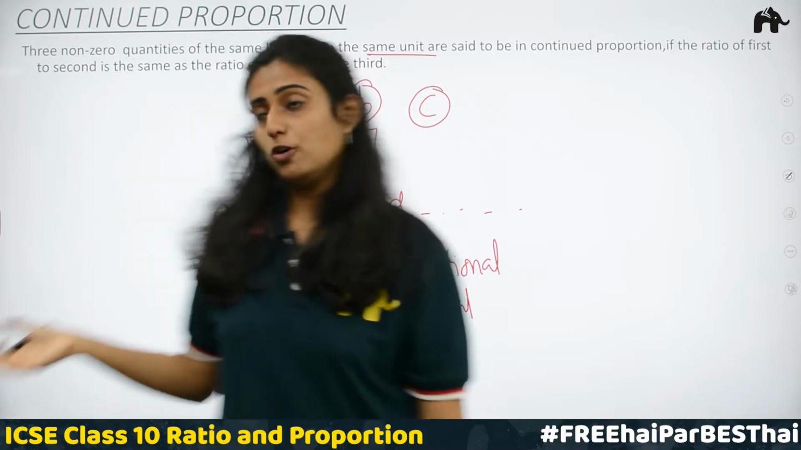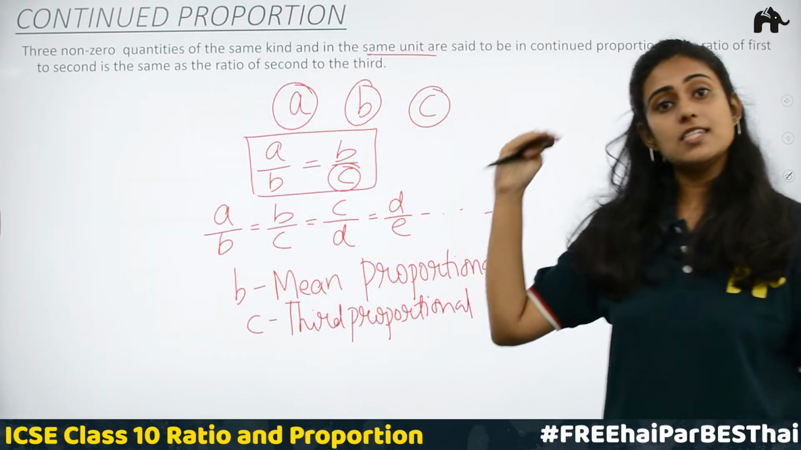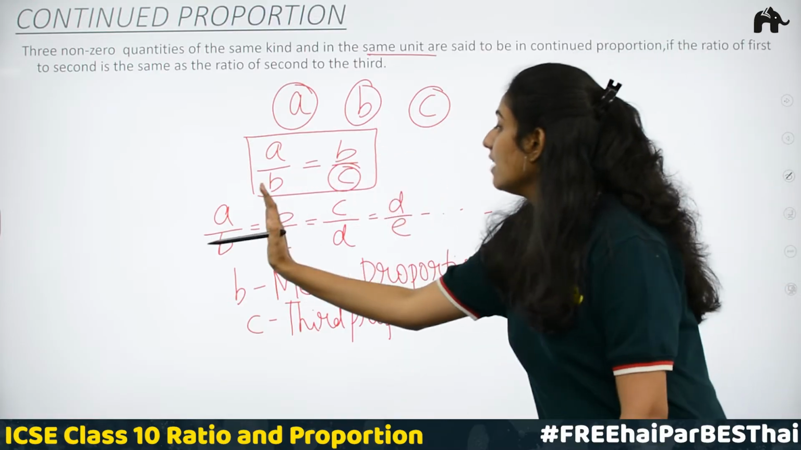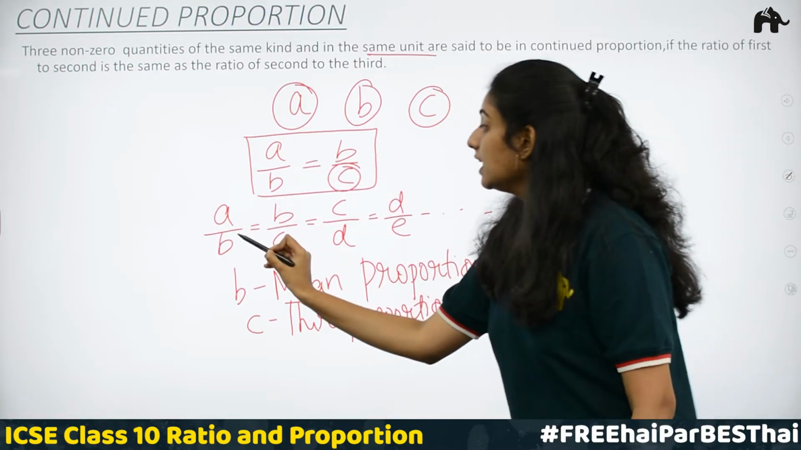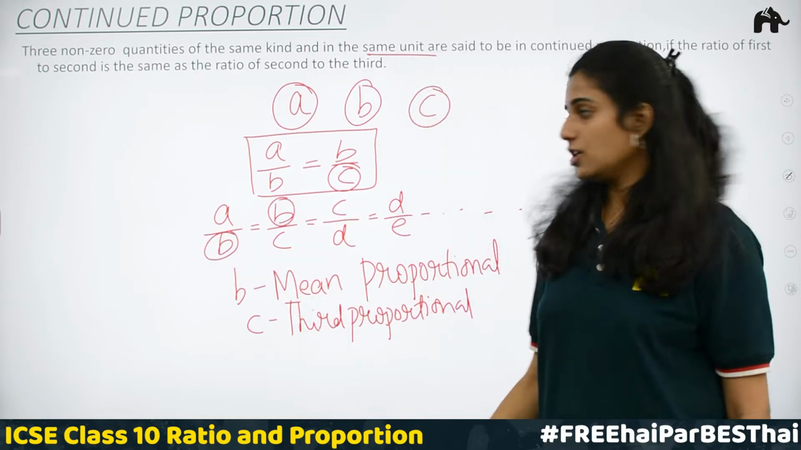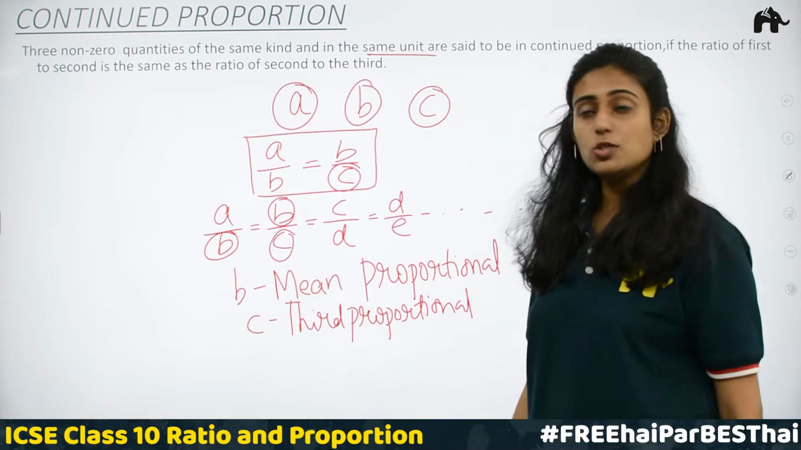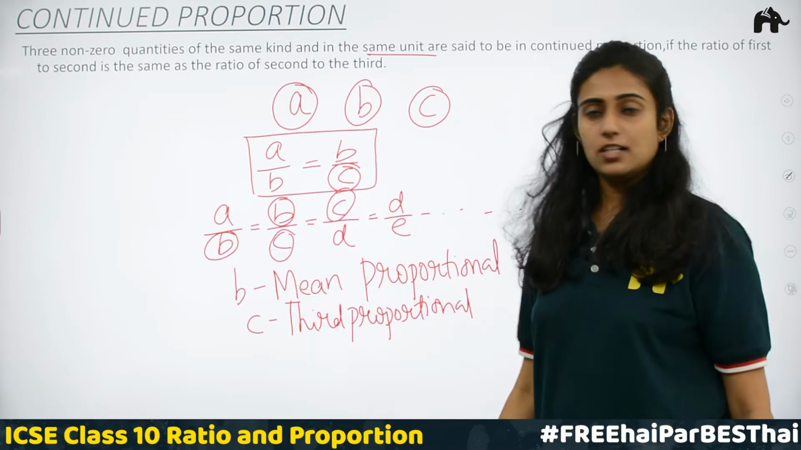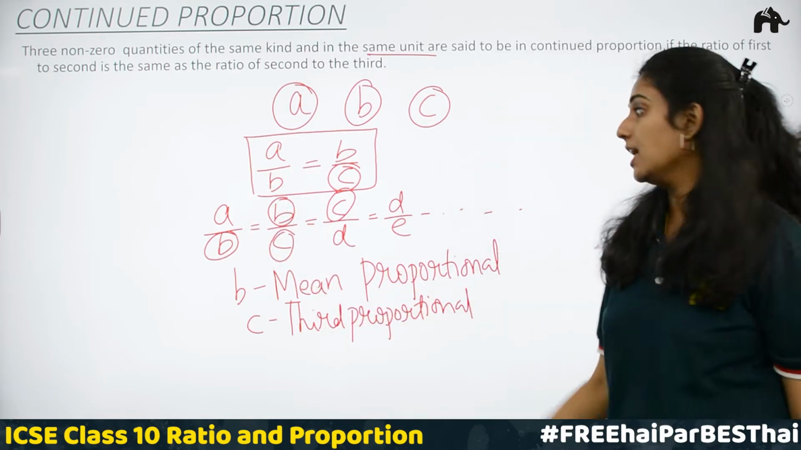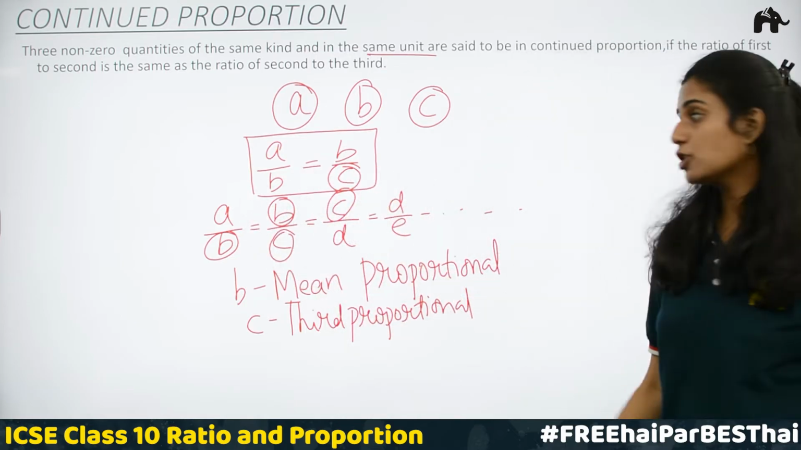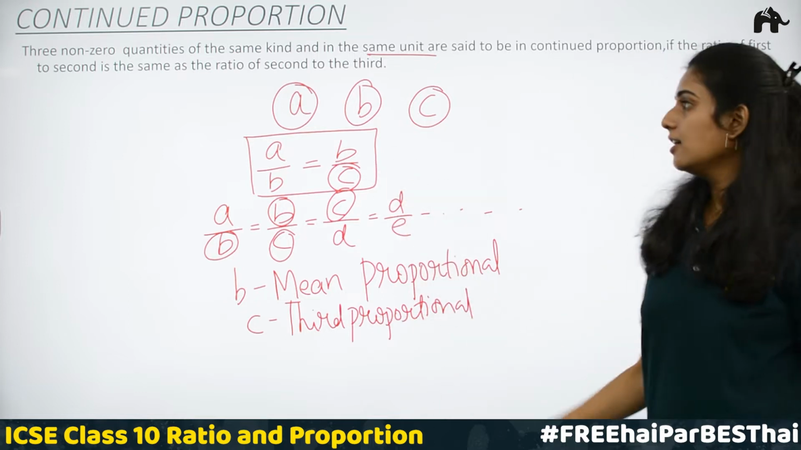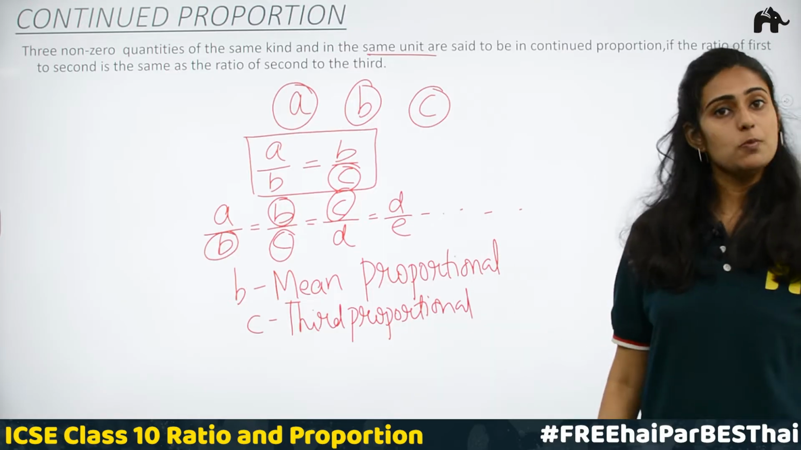We know what fourth proportional is. If you have A by B is equal to C by D, then D is the fourth proportional. Here we are having a continued proportion. That is, here the denominator in the first ratio will be the numerator in the second ratio. Here again, the denominator in the second ratio is the numerator in the third ratio. When you take only this part, that is A by B is equal to B by C, B is the mean proportional and C is known as the third proportional. Got it? So this is the idea about continued proportion.